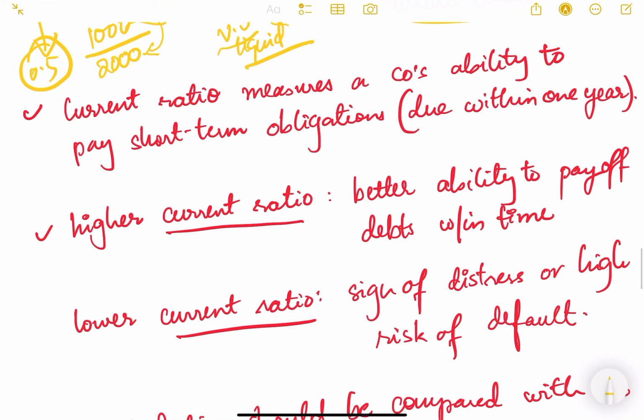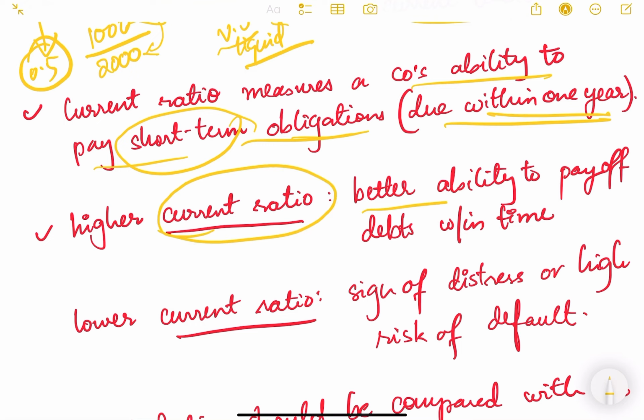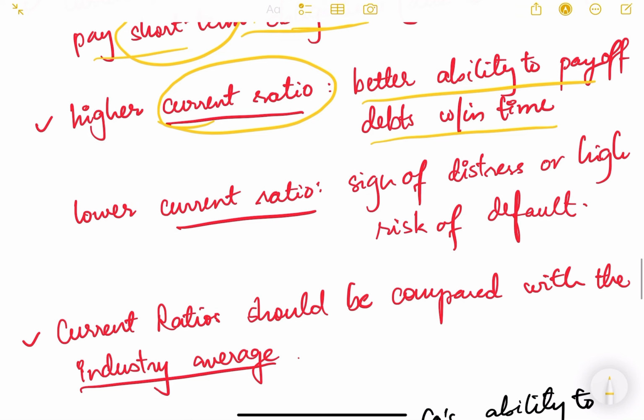Okay, so current ratio measures a company's ability to pay short term obligations due within 1 year, because current liabilities, with your current assets. Higher the current ratio, it means better ability to pay off debt within time. Lower current ratio meaning sign of distress or high risk of default. See, if your current ratio is low, that means maybe within 1 year you will not be able to pay your current liabilities. Okay, so it is a kind of distress, a kind of financial stress of the company, that the company is not able to pay its obligations which are due within 1 year.